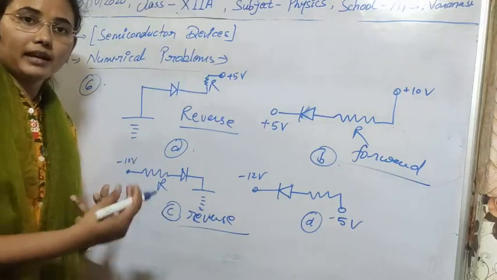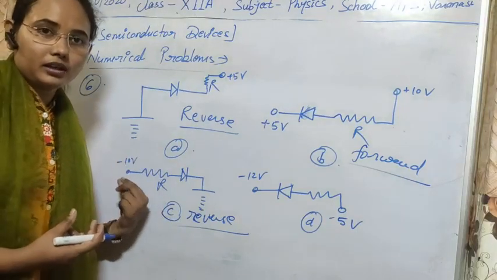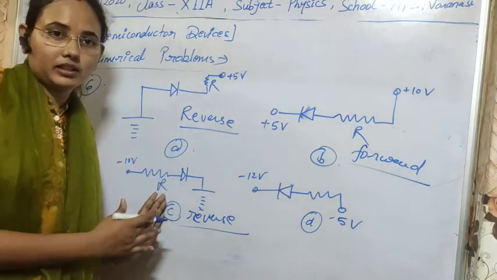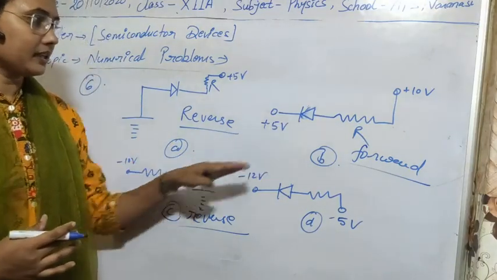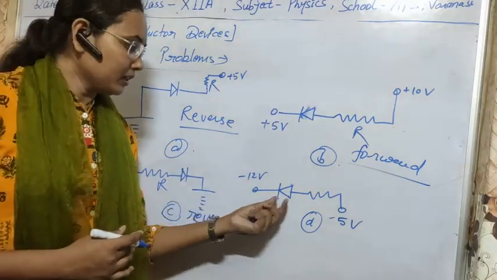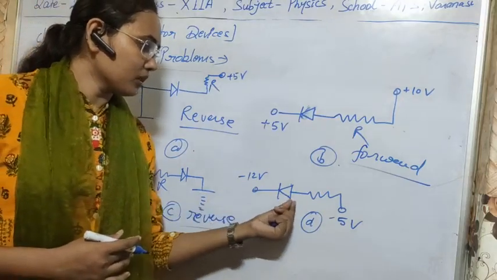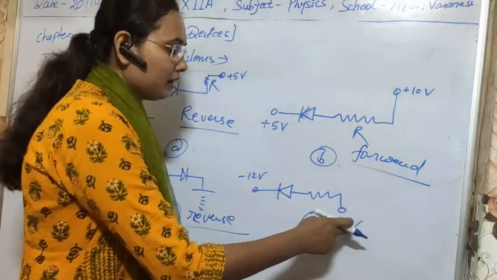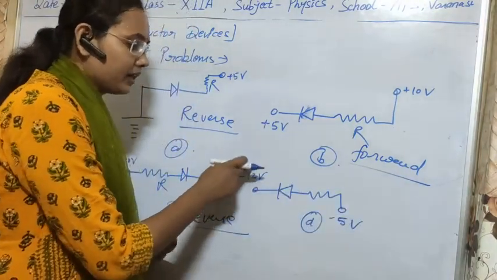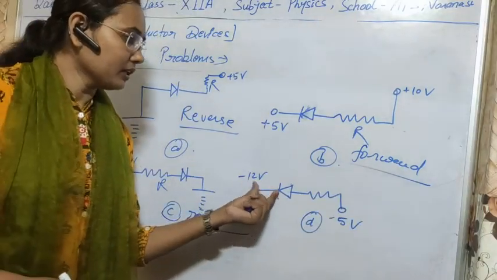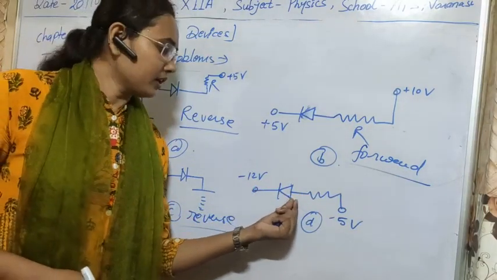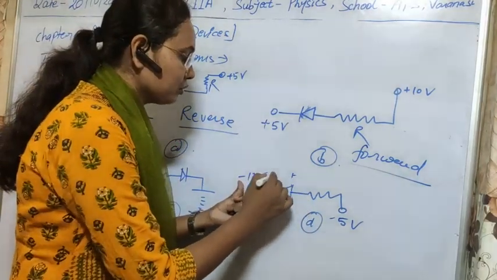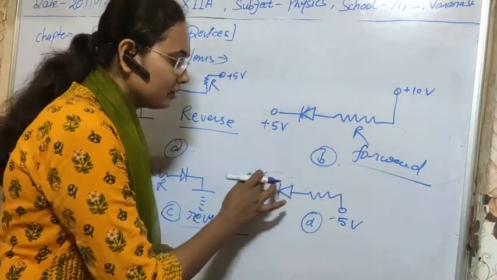If the value is more positive in comparison to the other, then we can predict whether it is in reverse bias or forward bias, like in this case and also in this case. Here N is connected to minus 12 volt, P is connected to minus 5 volt. As you are seeing, this is a less negative value than that. So if the other is more negative in comparison, then we can say this terminal has a positive value with respect to it. It means P is connected to positive, N is connected to negative, so this will be in forward bias.